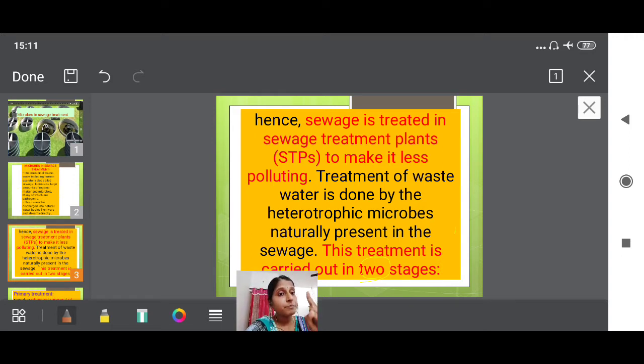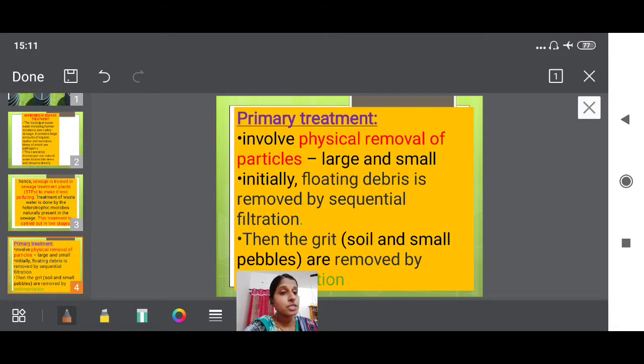This primary treatment, step 1, can also be called physical treatment. Here we are not going to use any microorganism, only a physical process. Step 2, we call the biological treatment. Why? Because microorganisms, living organisms, are used. That's why the secondary treatment is also called the biological treatment.